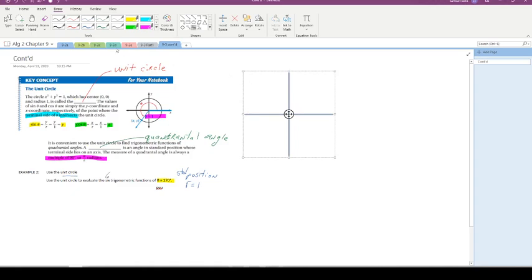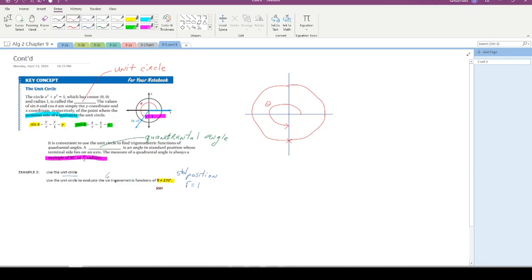Okay, and let's draw our angle. So our angle is going to go this way. It's going to go here. It's going to go 90, 180, and 270. So that is our theta. Remember that it is going to intersect the circle. Sorry if my circle is not perfect. So it's going to intersect right here.